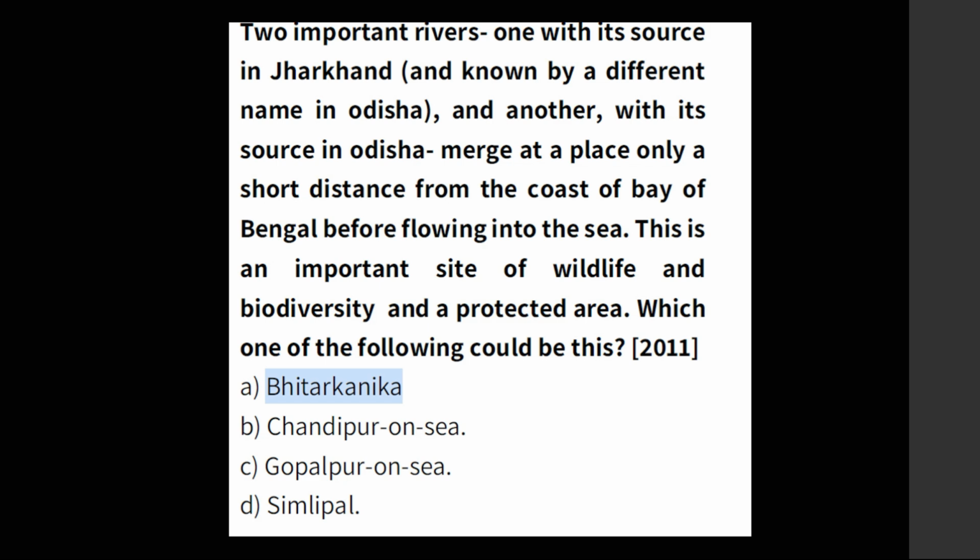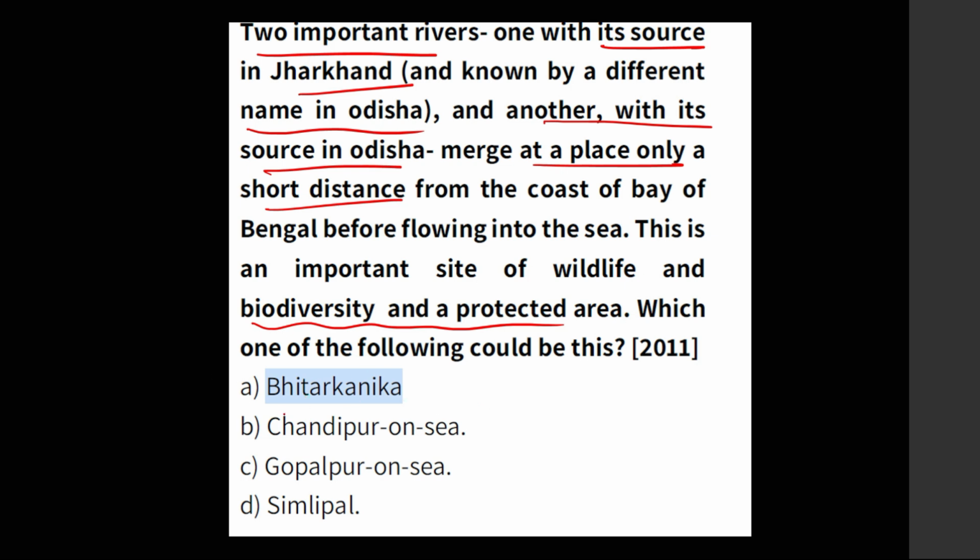Now you see here, again confluence of two important rivers, one which starts in Jharkhand and is known by different names in Odisha, and another with a source in Odisha, merge at a place, and it is an important biodiversity place. So the answer is what? Bhitarkanika. It is a very, very important location. You should definitely prepare Bhitarkanika wetland also.